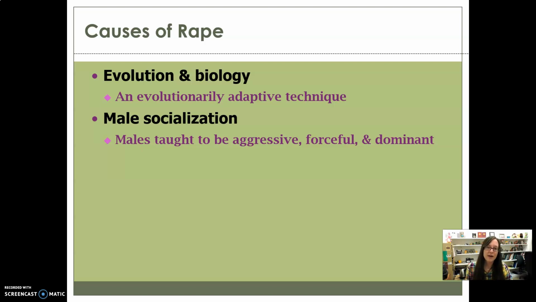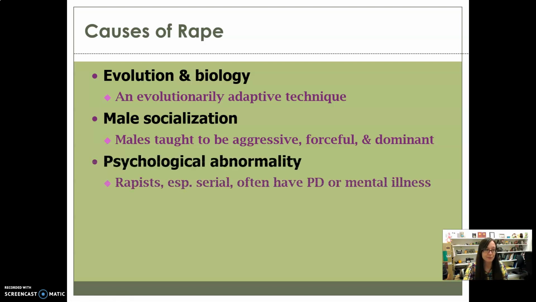So that's kind of an overall societal level factor, but certainly because men are taught that it's bad to be passive and it's bad to let other people dominate you, then this socialization could play into why, especially when we're trying to explain why it's men who overwhelmingly are the perpetrators. There's also, we can look at psychological abnormalities. Rapists, especially serial rapists, often have a personality disorder or a mental illness of some kind. A significant proportion of incarcerated rapists have psychotic tendencies, psychopathy, or other personality disorders, like narcissistic personality disorder is a pretty common one. So there may be something psychologically different.